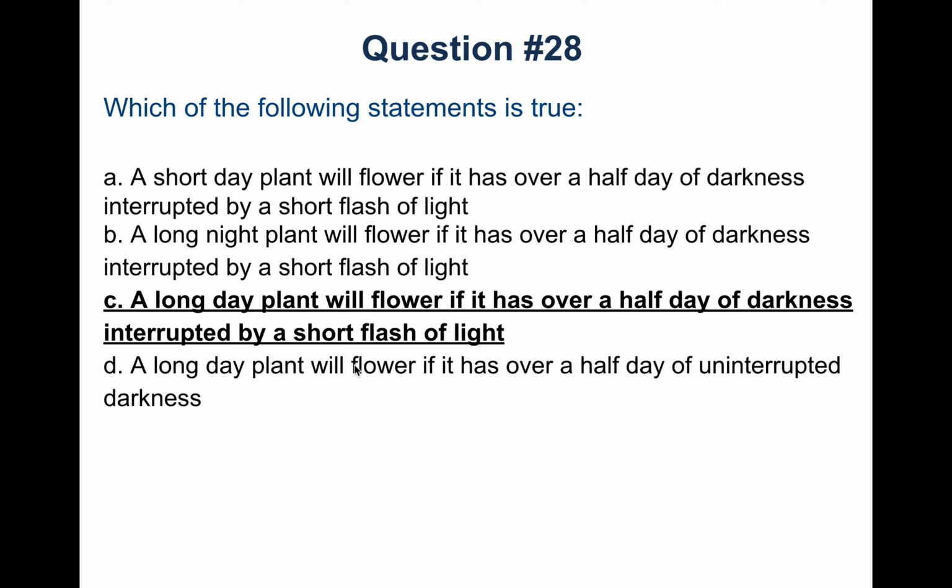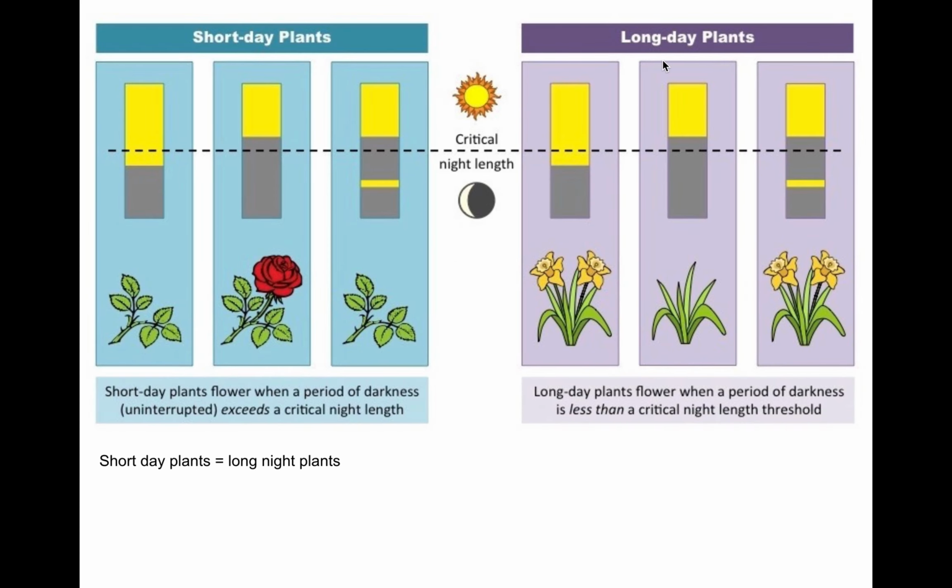And then a long day plant will flower if it has over half a day of uninterrupted darkness. The long day plants flower when the period of darkness is less than the critical night length threshold. So if it's less, or if you've got that little flash of light, you will get flowering. However, if that darkness goes above that halfway point, then you don't get flowering of the long day plants.